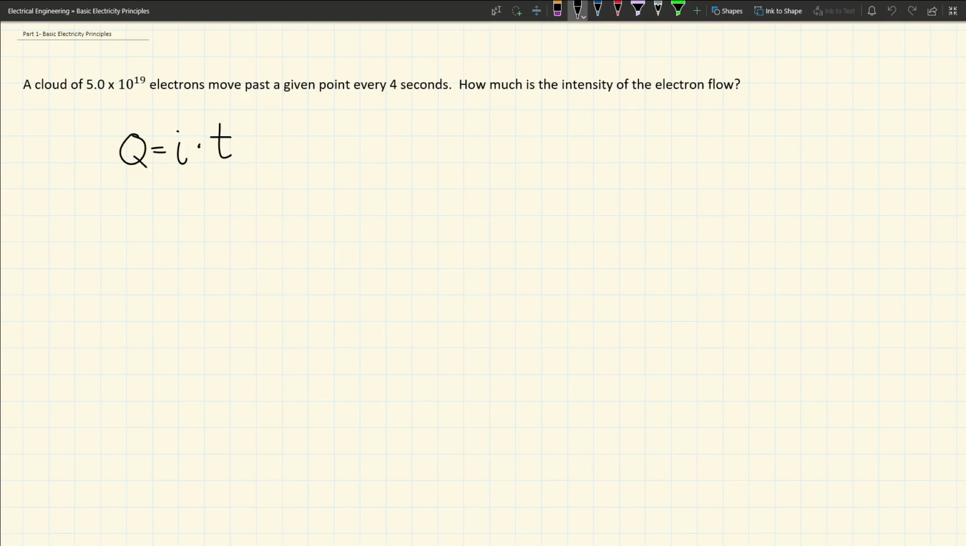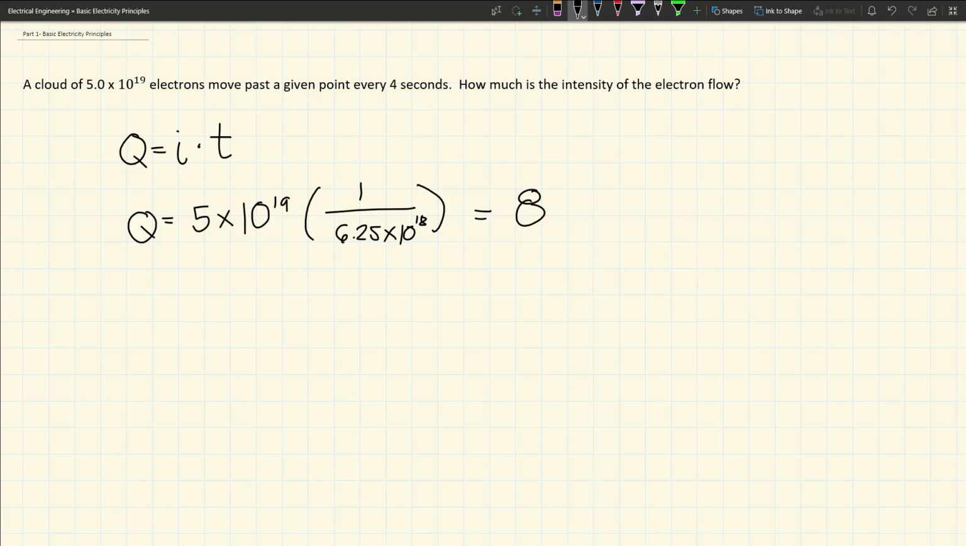We need first to find the electric charge given the 5 times 10 to the 19. So our Q will be 5 times 10 to the 19. So 1 coulomb is equal to 6.25 times 10 to the 18. So our Q will be 8.